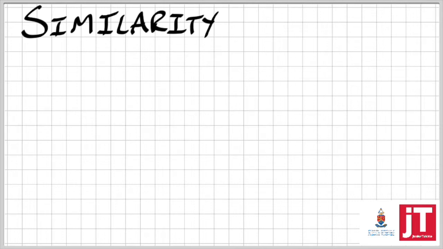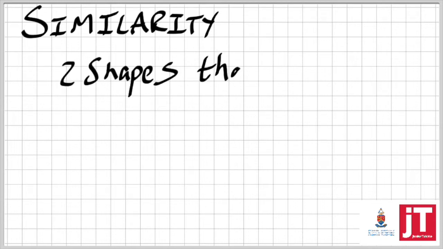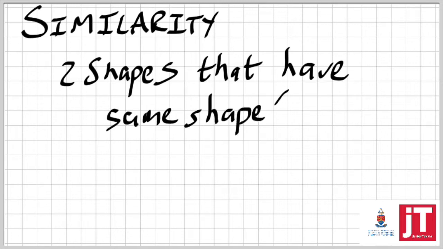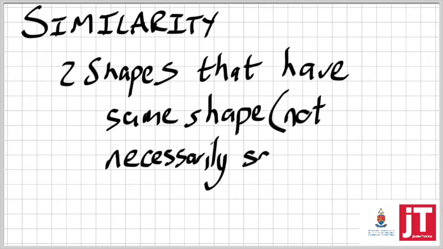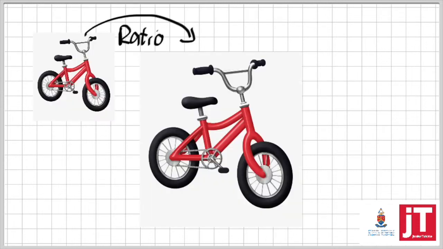So when we talk about similarity, similarity means two shapes that have the same shape, but not necessarily the same size. So they kind of look the same, but they're not necessarily the same size. Now, what I mean by same shape, it is like these two bicycles. If there's a common ratio, it means to go from the small bike to the big bike, I had to multiply every single small little piece by the same number to get the size of the bigger bike.